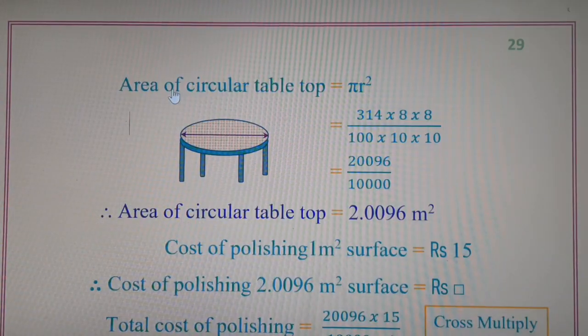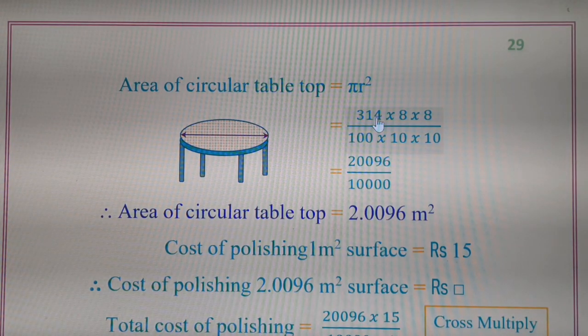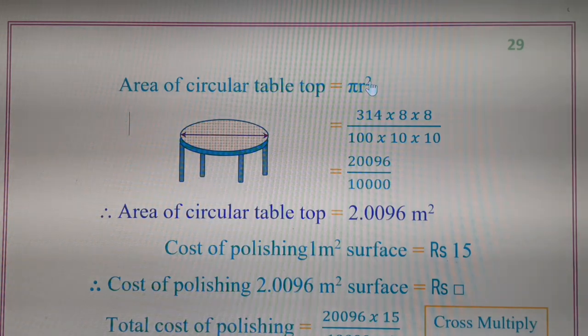To find the area of the circular tabletop, we have to use the formula pi r square, where pi's value we will substitute as 314 upon 100 or 3.14. So instead of writing 3.14, we write 314 upon 100. And the radius is given as 8, and that will substitute 2 times, because r square means r has to be multiplied with itself 2 times. R into r means r square.